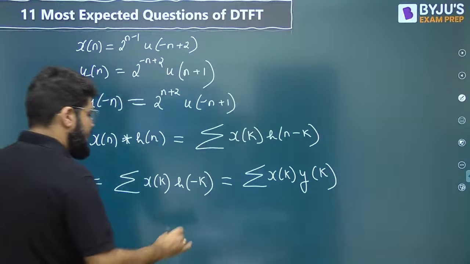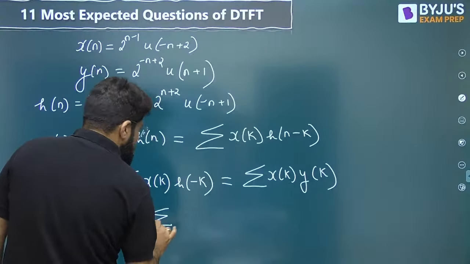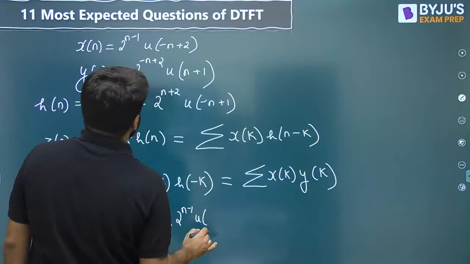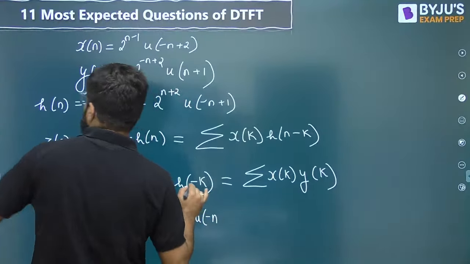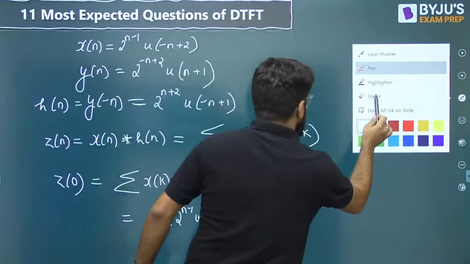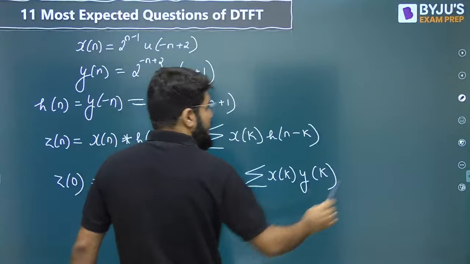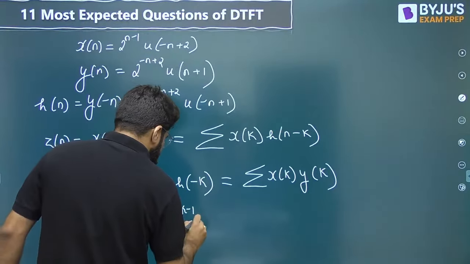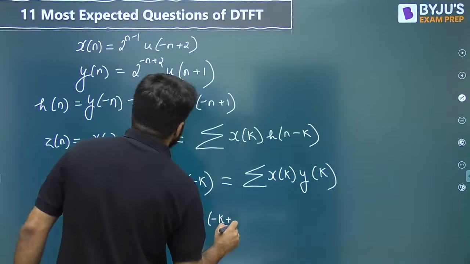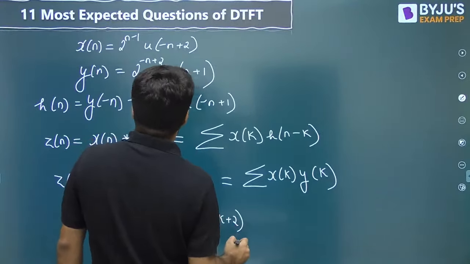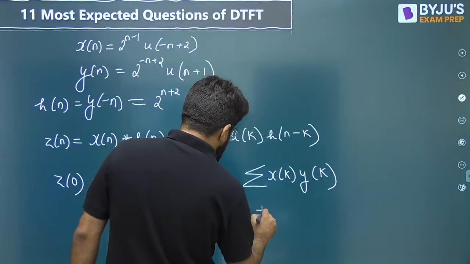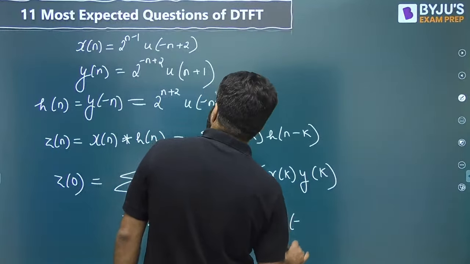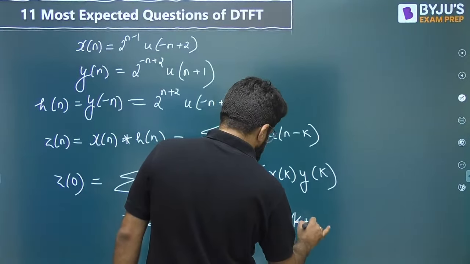Now this is equal to summation of x[k] y[k]. We will write in the form of k, I'm sorry. So this is a good property-based question, even involving some calculations. So 2^(k−1) u[−k+2] is multiplied by y[k], that is 2^(−k+2) multiplied by u[k+1].